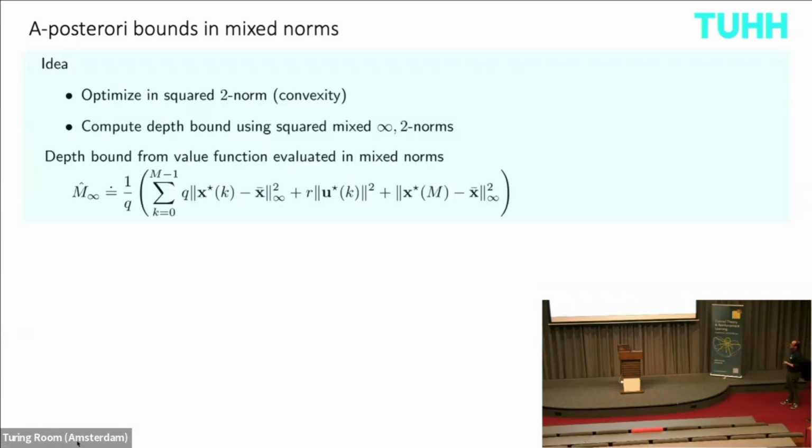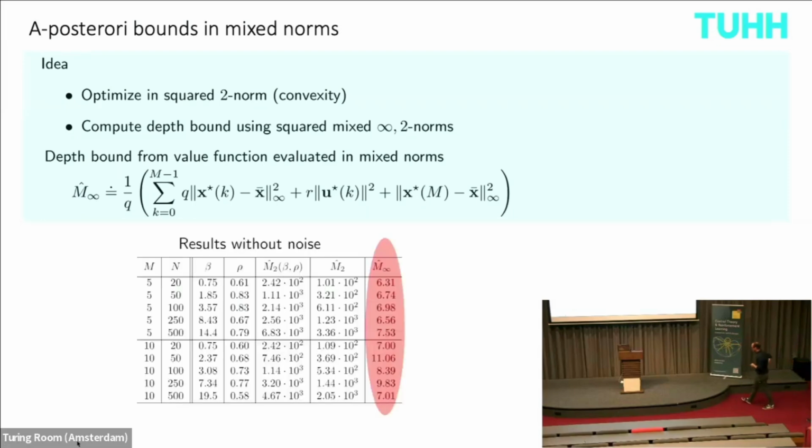So what we did is said, look, we still optimize in the squared 2 norm. That's nice. Convexity, differentiability, that's super nice. But I use mixed norms to compute my bound. So I use here an infinity norm squared for the state, and for U just a 2 norm because U doesn't scale with the number of samples because U is just in the dimensionality of the data points roughly. And I evaluate this in these norms, and then my bounds become much, much more reasonable.